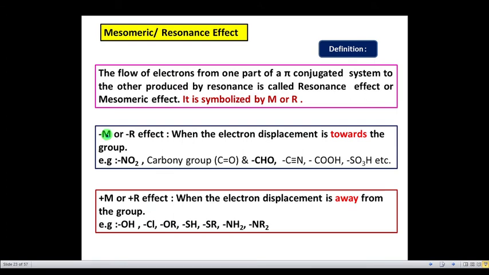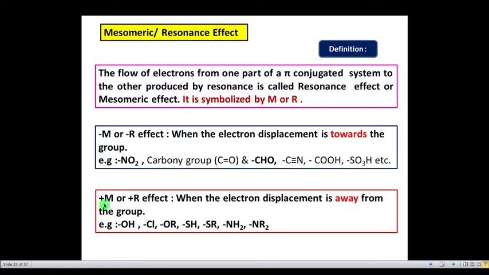The negative mesomeric effect or negative resonance effect is simply the displacement of electrons towards the group. For example, we have the nitro group, carbonyl group, nitrile group, acid group. When groups like these are present in the benzene ring, they are responsible for electron displacement towards the group. So this effect is called the negative mesomeric effect or negative resonance effect.